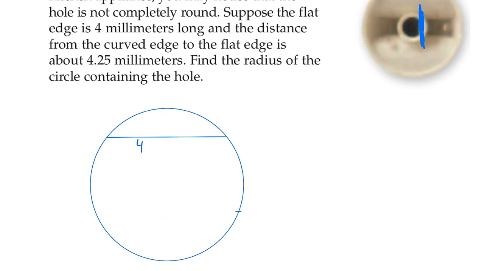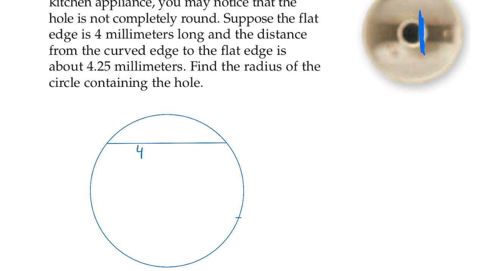Here's 4 long. And then the distance from the curved edge, so distance is perpendicular, is 4.25 centimeters long. Oh, wait. The distance from, they mean the other way. They mean the big side. So this distance is 4.25 long, okay? Find the radius of the circle containing the hole.